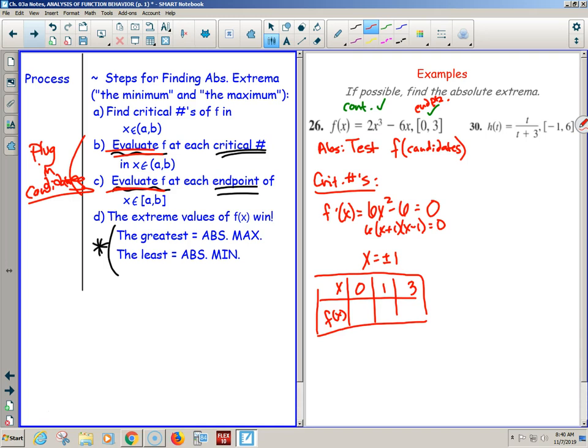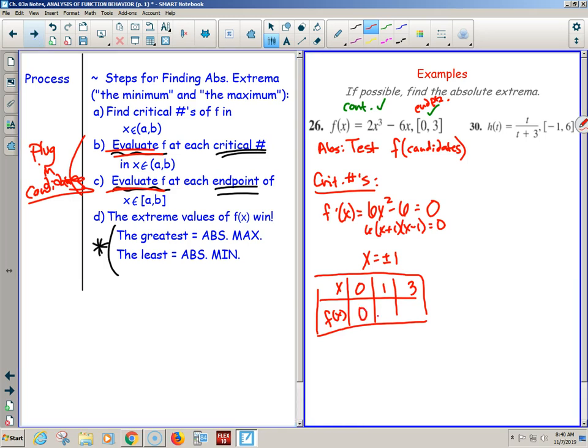So plugging in 0, I get, well, 0, that's boring. Plugging in 1, I get, oh, -4, it's lower. Plugging in 3, I get 27, 54, 54 minus 18, 36. Double check, someone, mental math.